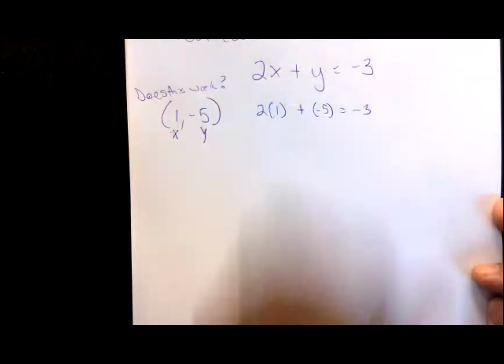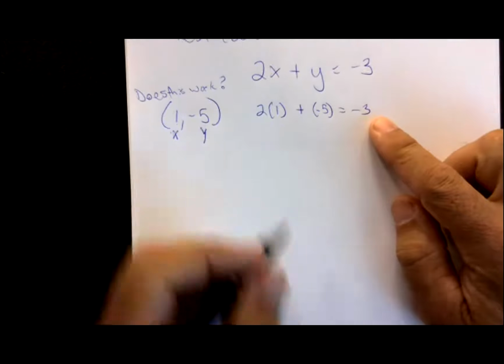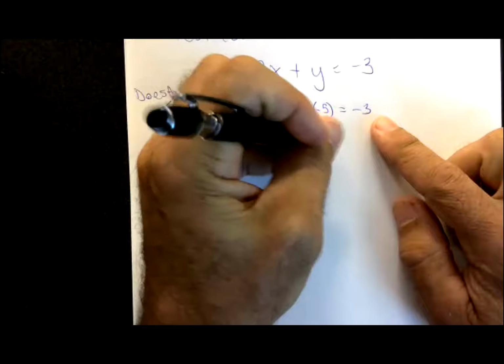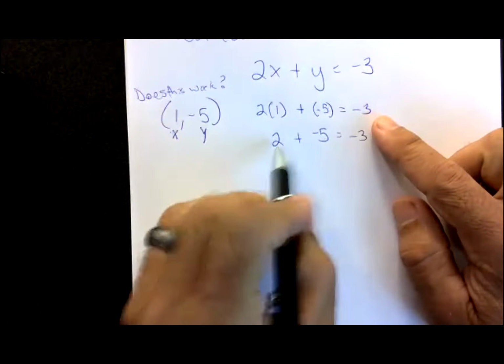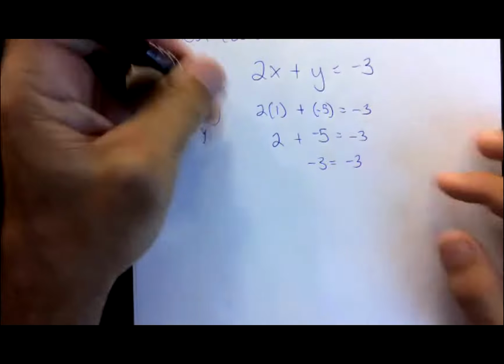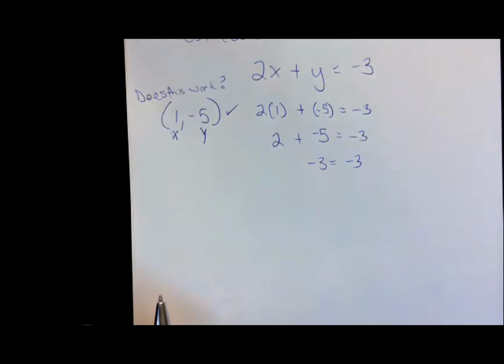And then we want to see, does this generate a true statement? Is that going to actually equal -3? Well, 2 times 1 is 2. 2 plus -5 is -3. Yeah, so it generates a good, true statement. So yes, this is a valid coordinate.